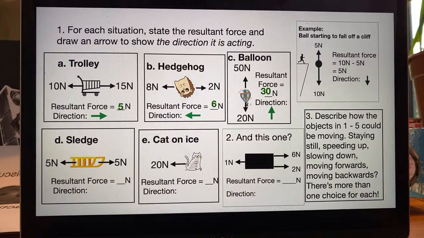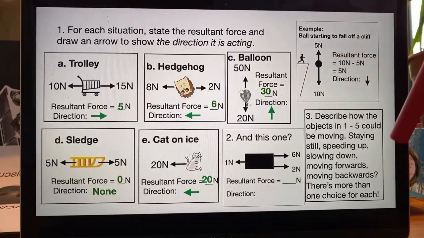Okay, should we go through the rest? The sledge, what's happening to the sledge? What's the resultant force? The resultant force on the sledge is 0. So when we've been saying the forces on something are balanced, a nicer way of saying that is that the resultant force is 0. There's no overall force acting on it. It's balanced. So there's no direction. Cat on ice, the resultant force there is 20 newtons, and the direction is in the direction of the 20 newtons.